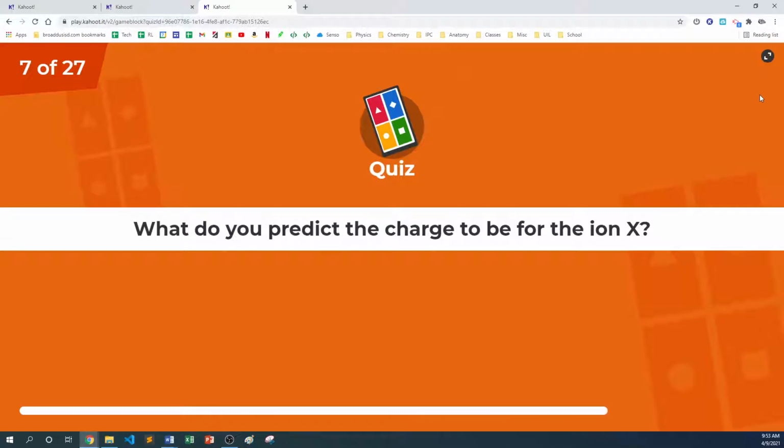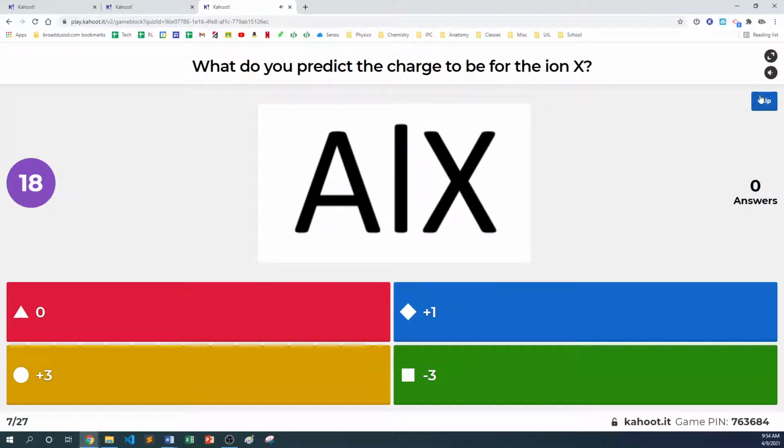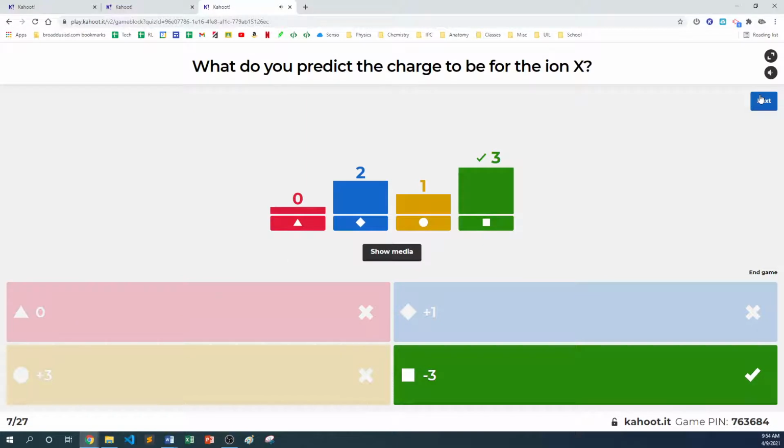What do you predict the charge for the ion X to be? So we have aluminum and an X. It's basically the exact same example I just showed y'all how to do. So aluminum has a +3 charge. To counteract that +3 charge, the X must have -3 charge. So that +3 and -3 cancel each other out.